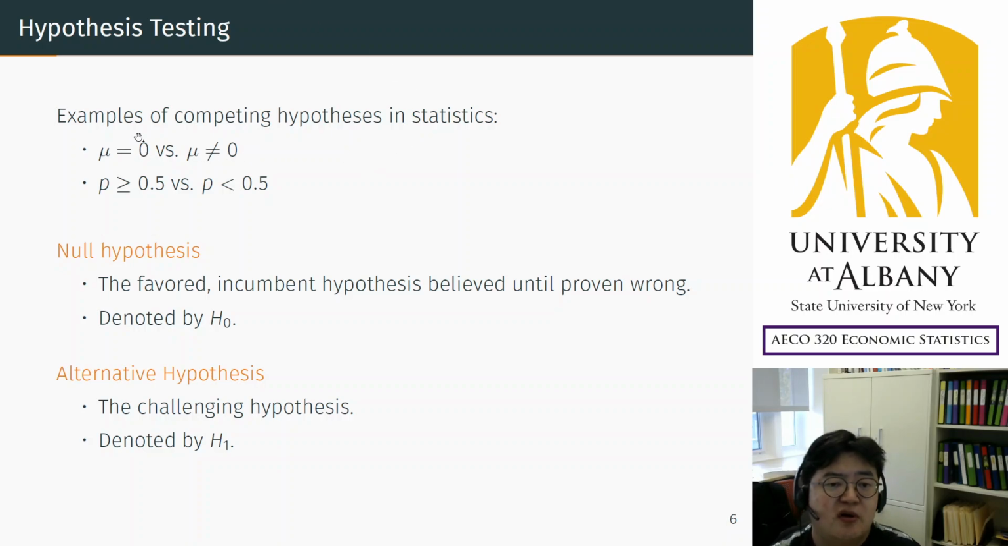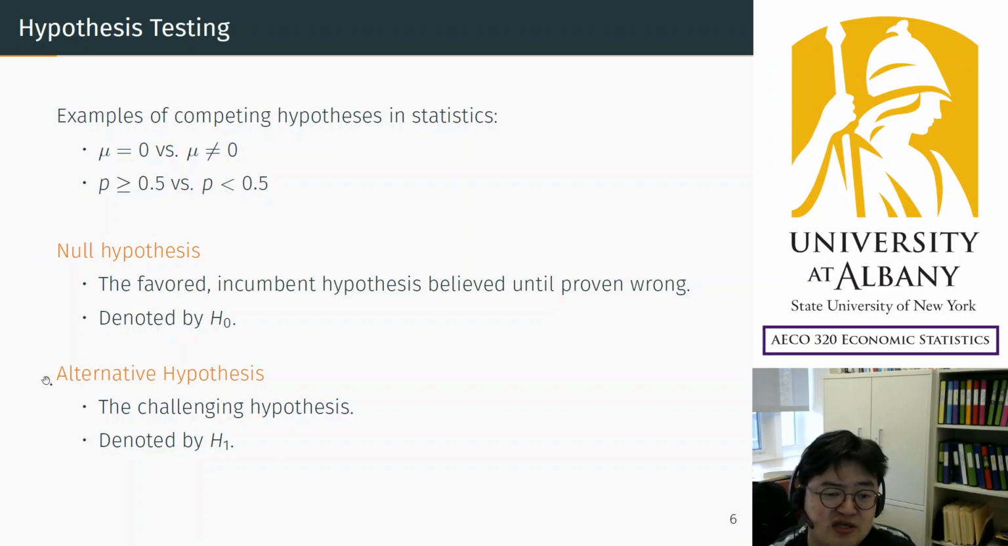So for example, competing hypotheses are expressed in statistical parameters. Say mu is 0 or not. So I believe that the population mean is 0. But it may be wrong, but I will believe the mean is 0 until there is enough evidence against it. Another example, I believe the probability of success is at least 50%. It may be wrong, but I'm going to just stick to my belief until it's proven wrong, right?